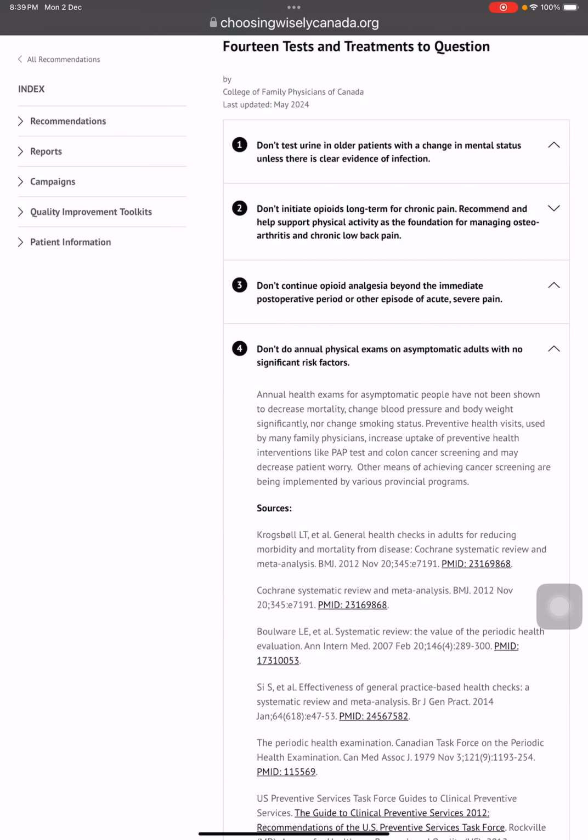You see, one of the things that we were just talking about, the annual physical health exam for asymptomatic people, has not been shown to decrease mortality, change blood pressure, body weight significantly, nor change smoking status. Preventive health visits used by many family physicians increase uptake of preventive health interventions like pap tests and colon cancer screening, and may decrease patient worry. Other means of achieving cancer screenings are being implemented by various prevention programs. So you don't do annual physical exams on asymptomatic adults with no symptoms. So it's good if you stick with the age-appropriate guidelines, perfect for your practice.